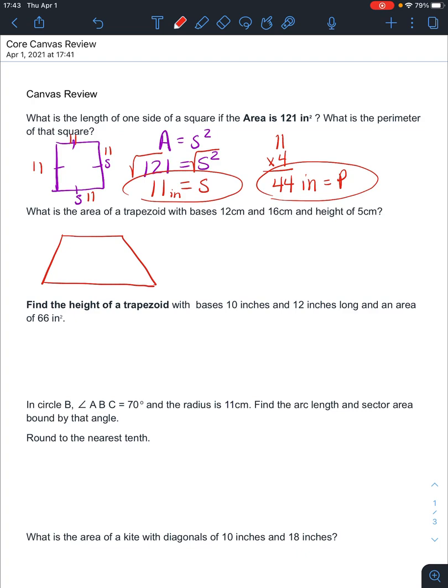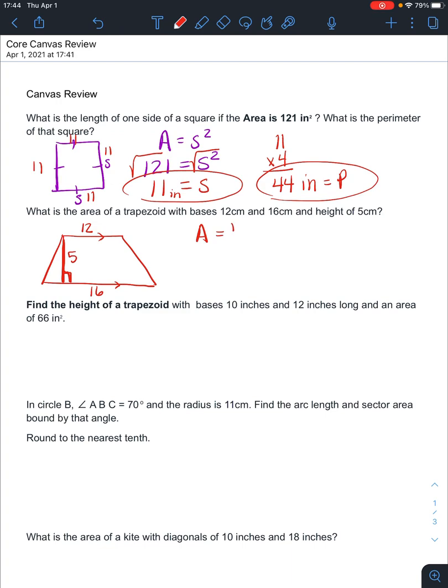So what is the area of a trapezoid? As soon as I see the word trapezoid, I'm going to draw myself a trapezoid. It has bases of 12 and 16. So I'm going to put my 12 up here and my 16 here. Remember, your bases are the sides that are parallel to each other. And a height. Height's always perpendicular. We've got our little h going on here. And a height of 5.